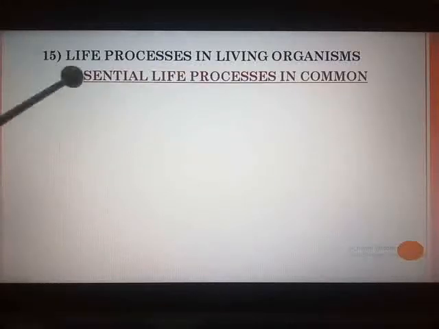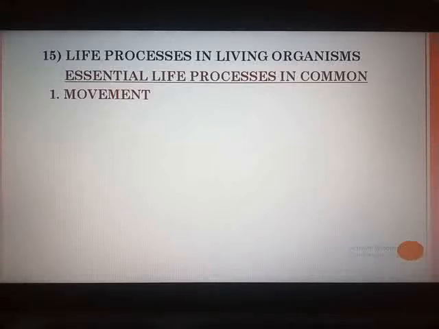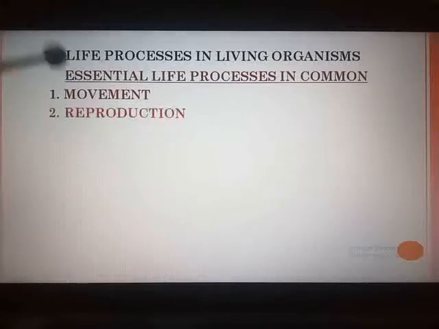The different essential life processes common to living organisms are, first thing, movement. Except for the plants, all other living organisms, from small unicellular bacteria up to multicellular organisms, can move from one place to another, but plants cannot. Still, the movement of the leaves and the branches can be seen very easily. Reproduction is the process of giving birth to young ones of the same kind, whether it is animals, plants, or human beings, and that process is known as reproduction.